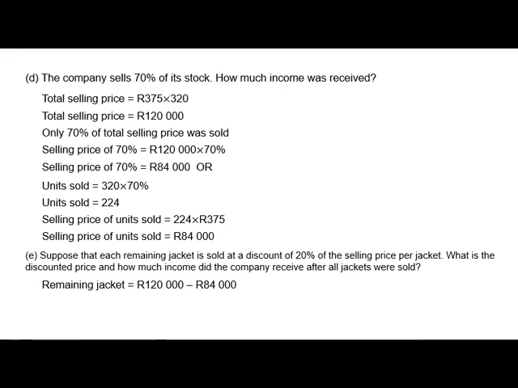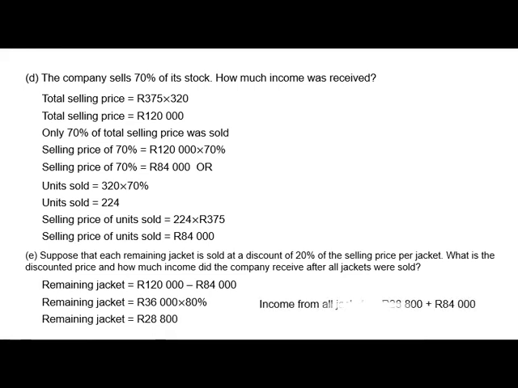All right. I included the other working in the other slide, so we'll just do it later. So here I determined the remaining jackets, which is 36,000, and take that 36,000 times 80%, and it'll give us 28,800. This is just from the remaining jackets, but when you add it to the 84,000 from the jackets that we sold, it'll give us income from all jackets, which will be 112,800.